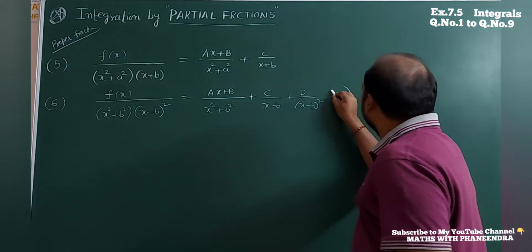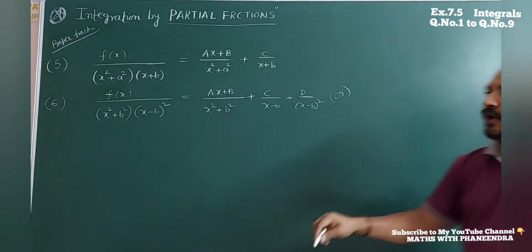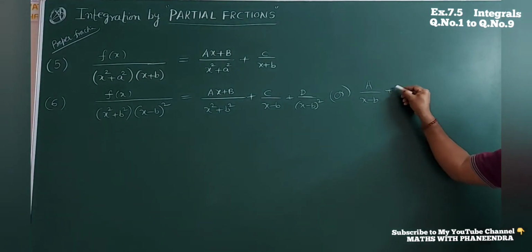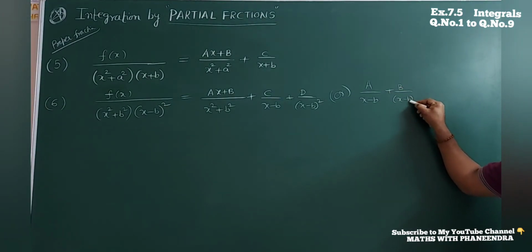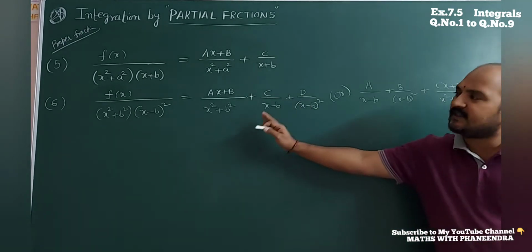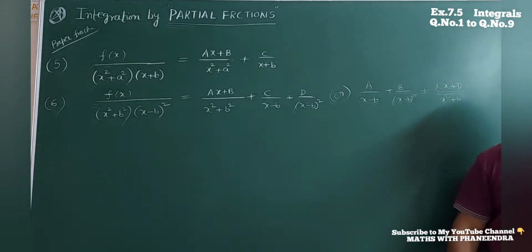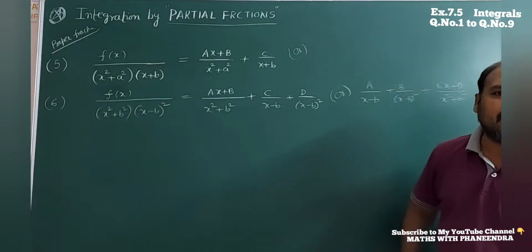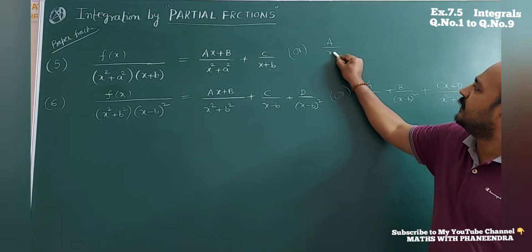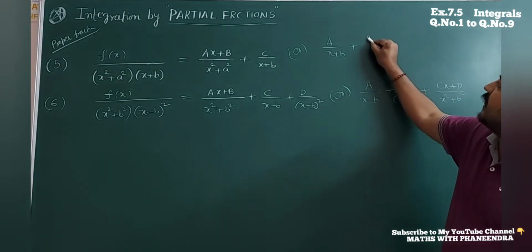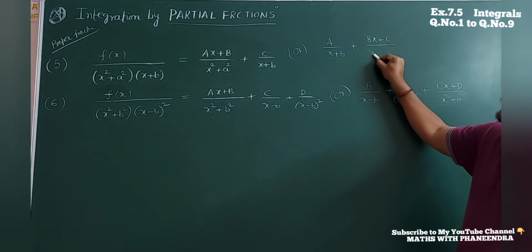Or, first the repeated factor only you take. Capital A by x minus b. X minus b is repeating. Capital B by x minus b whole square. And the irreducible quadratic is there. So, we can write like this: Cx plus D by x square plus b square. I hope you understand. Either this one or this one, you can get the answers. Now, this also we can write as, first you take the linear factor, capital A by x plus b. The rest of the factor is the irreducible quadratic factor. So, we can write as Bx plus C by x square plus a square.